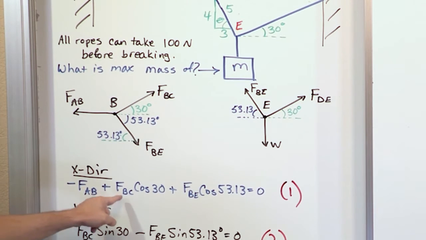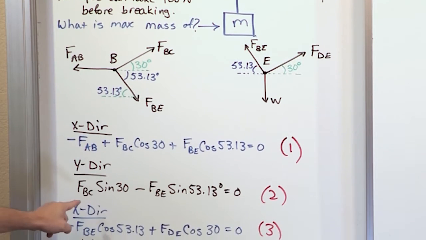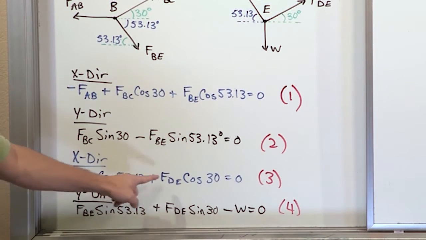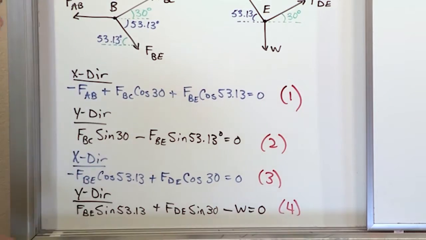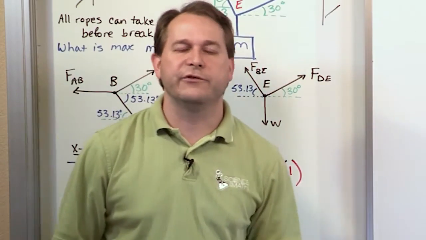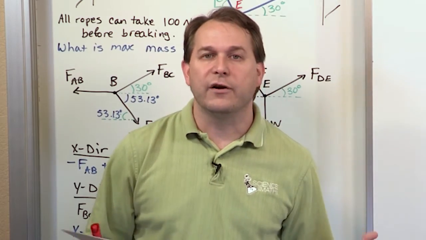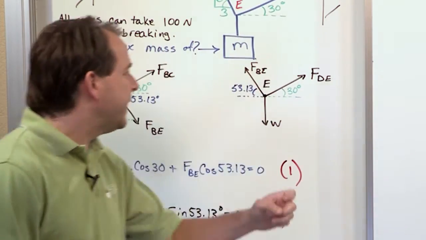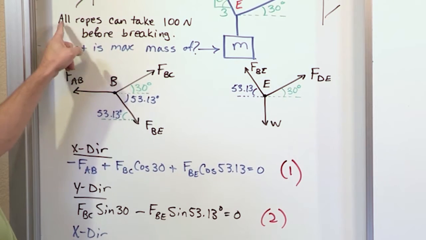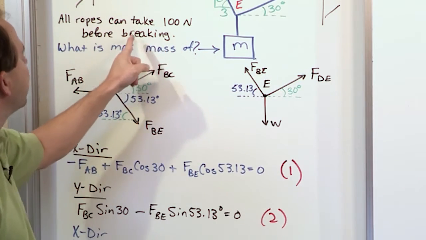If you go through here, 1, 2, 3, and then this will be 4 and 5 is the weight. So you can't really solve the system of equations straight away. What is the additional piece of information you need to solve the system? The additional piece of information is given to you right here. All ropes can take 100 newtons before breaking.